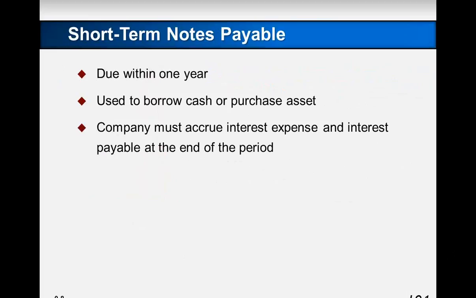We have short-term notes payable. Short-term notes are due within a year. A note is a written promise to pay. That's what makes it different than an accounts payable. You use it to borrow cash or to purchase an asset. A company must accrue interest expense or interest payable at the end of the period. So if you have a car payment, you have signed a note for that car payment. That's probably not a short-term note, but you have signed a note. You might sign to buy furniture on account, and that is due in 12 months, and that would be a short-term note payable.